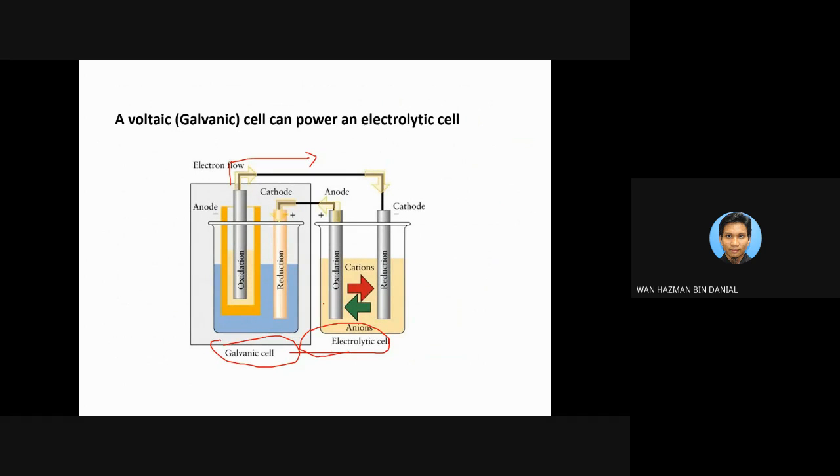Kat sini nampak tak? So you kena tahu kalau di galvanic dia berbeza dengan electrolytic in terms of negatif dengan positif ni. Tapi remember that anode always oxidation, cathode reduction. Cuma in terms of relatif dengan positif ni dia berbeza in terms of galvanic cell ataupun electrolytic cell. Okay, faham, dia straightforward je lah soalan dia.